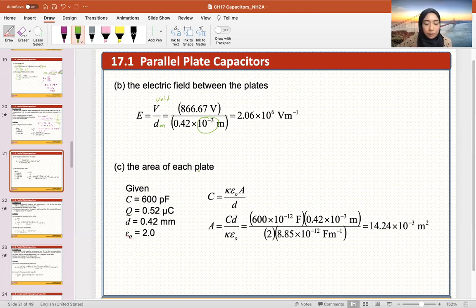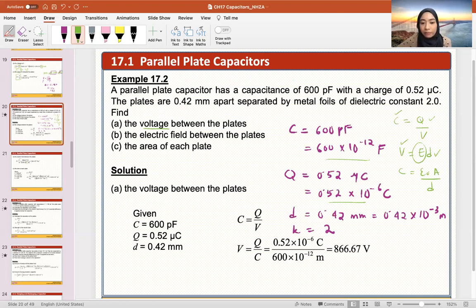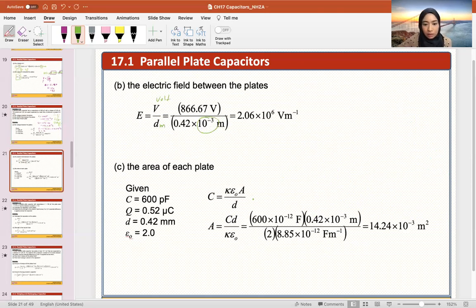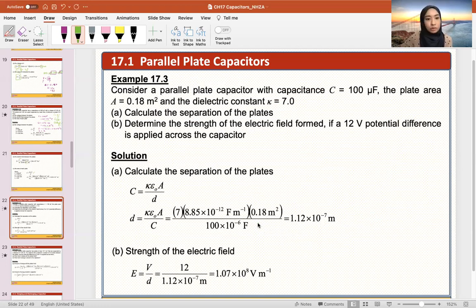And then the area of each plate. Let's look at what we have. We want to know the area, so this is the right equation to use. I know D, I know C, and I have to put in the K because it's a capacitor with a dielectric. I know K, so I can solve for A. They rearranged it to solve for A. So C is 600, D is 0.42 millimeter, K is 2, and epsilon naught is 8.85 times 10 to the minus 12. Easy, all just equations. Kind of boring as well, but it's good for your marks.